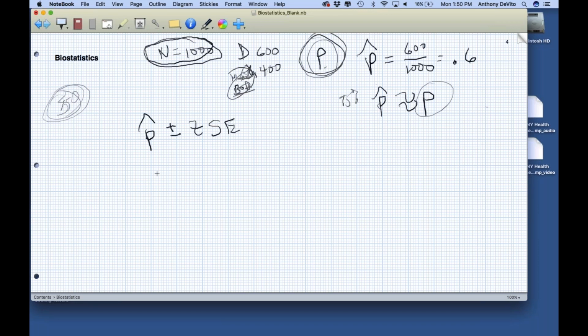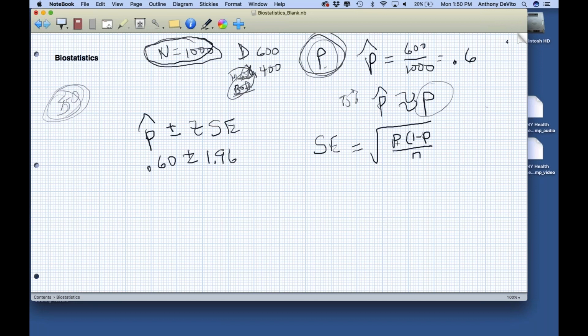So in our case, P cap is equal to 0.60 plus or minus our margin of error, which is Z, 1.96 times our standard error. Well, now we have to calculate a standard error. This is a little bit different because we're not dealing with a common scalar numerical variable. We're dealing with a proportion. We know from what we've learned before that the standard error is equal to the square root of P times 1 minus P over N, all of that underneath that square root sign.